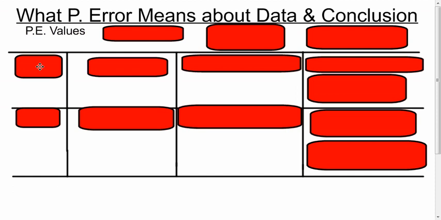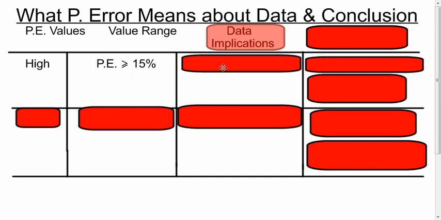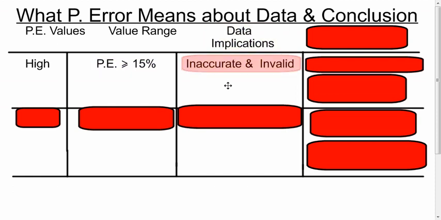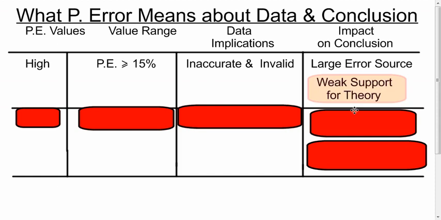And now, if I've got percent error values that are high, and the range of these values is greater than 15%, what that means is your data is inaccurate and invalid, and any conclusion that you're going to make has got a large source of error, and that this provides weak support for any theories that you're going to base on your data.